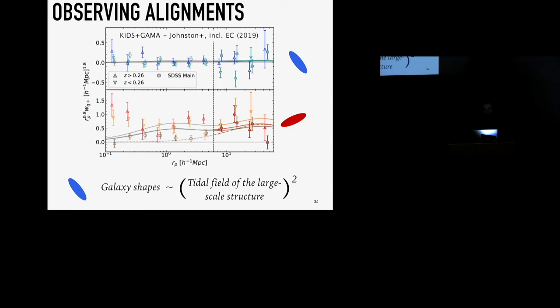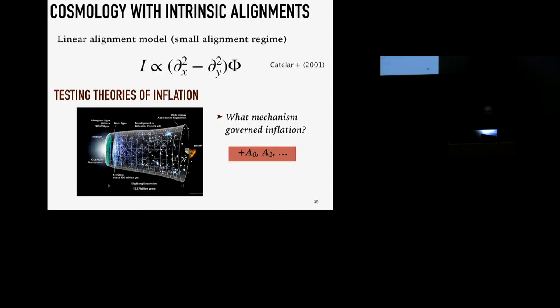And this fits very well the picture that I was telling you, where the galaxy shapes in the case of the blue galaxies actually follow an angular momentum torquing pattern, and so it's naturally smaller than the other case.